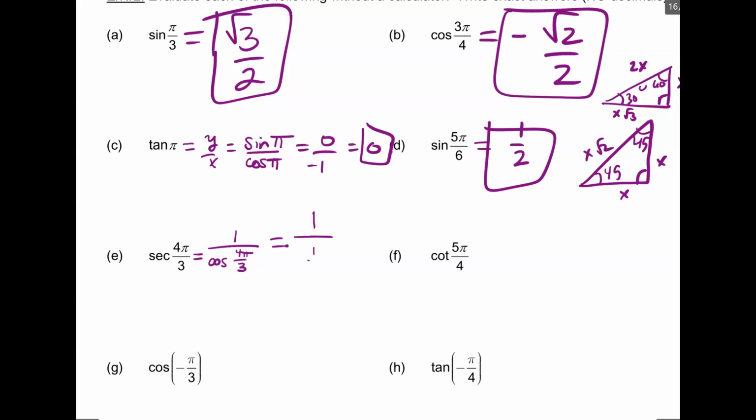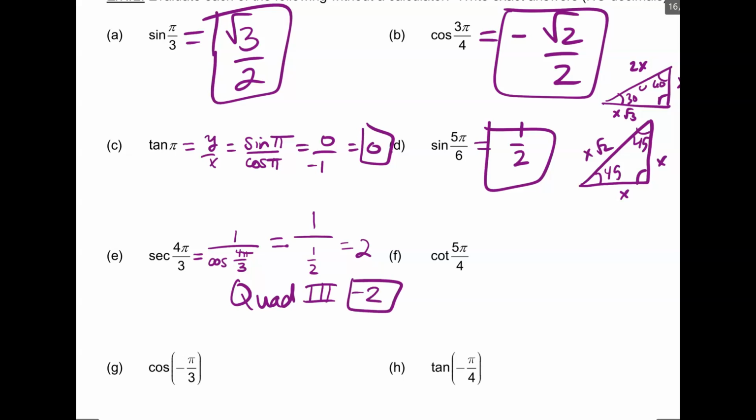So it's 1 over 1/2. Dividing by a fraction is the same as multiplying by the reciprocal. So instead of dividing by 1/2, I'm going to multiply by 2. So this is going to be 2, except I did cosine of 60 degrees, not cosine of 4 pi over 3. Because it's in quadrant 3, All Students Take Calculus, only tangents are positive, so this will be negative.